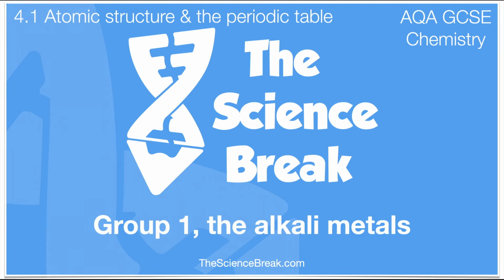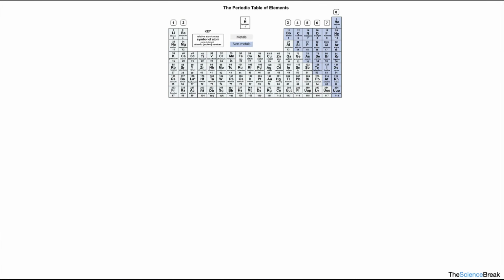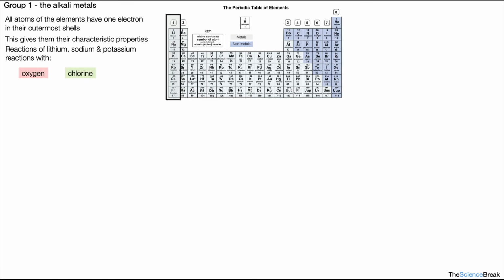Next, we're going to take a look at group 1, the alkali metals. Again, here's our periodic table. Group 1 is on the left hand side there. All atoms of the elements in group 1 have 1 electron in the outermost shell, as we have said. This gives them their characteristic properties. We need to know the reactions of lithium, sodium and potassium with oxygen, chlorine and with water.